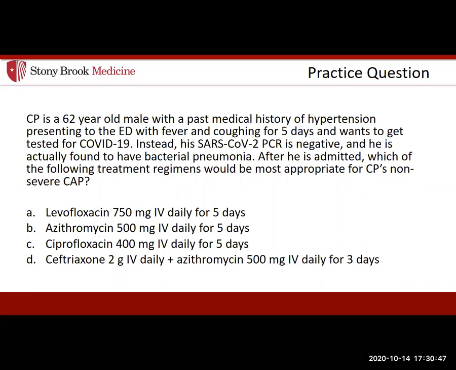As I said before, CAP should be treated for a minimum of 5 days. So therefore, A is the appropriate recommendation, as in non-severe CAP, fluoroquinolone monotherapy is an option in the guidelines.